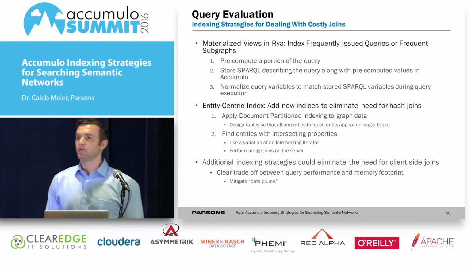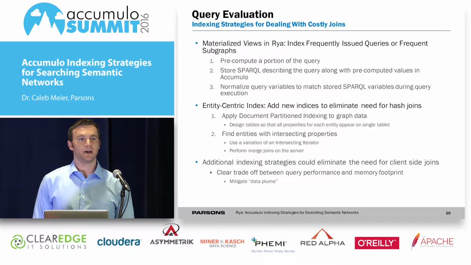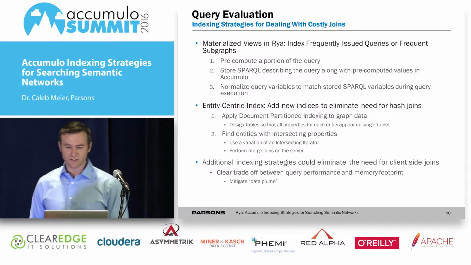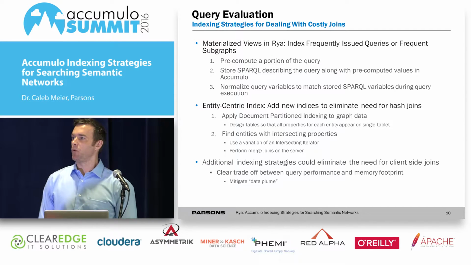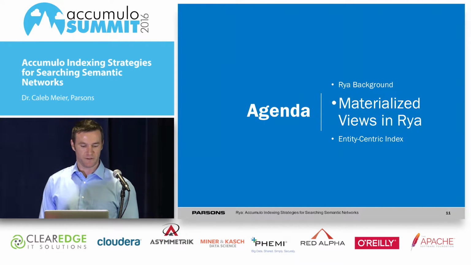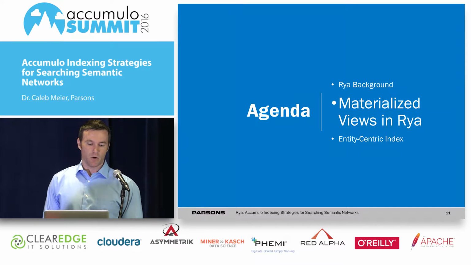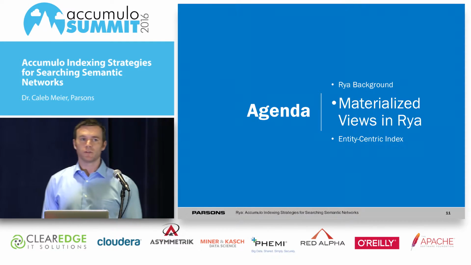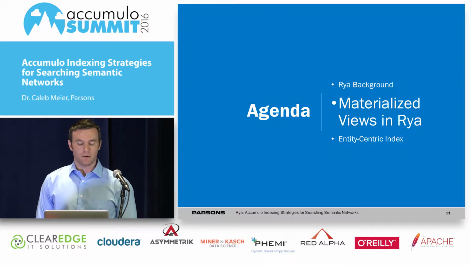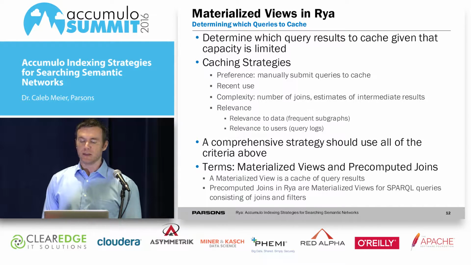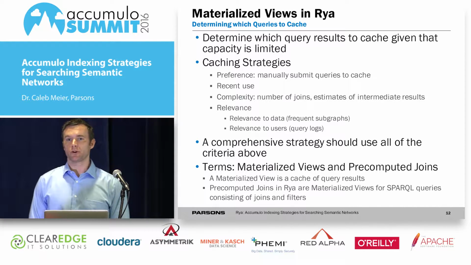And we get some performance gains out of that. But in general, for anyone who's had to deal with client-side joins, they're a bottleneck. So the strategy is to come up with ways to push joins to the server as much as possible, right? Move the processing to the data. So the two approaches that we've come up with are Materialized Views and Entity-Centric Index.